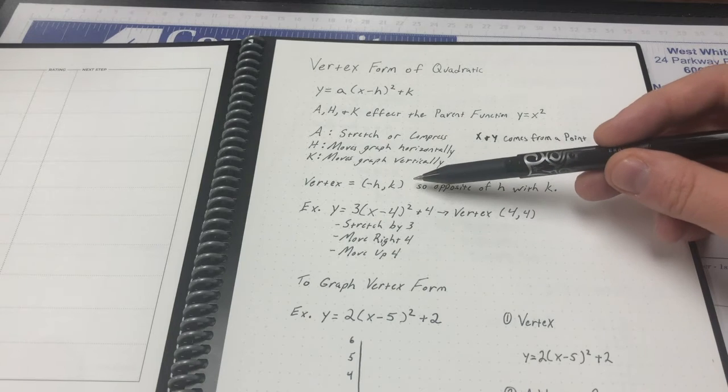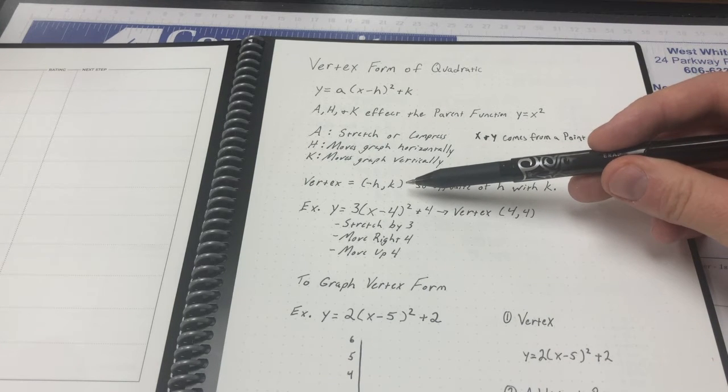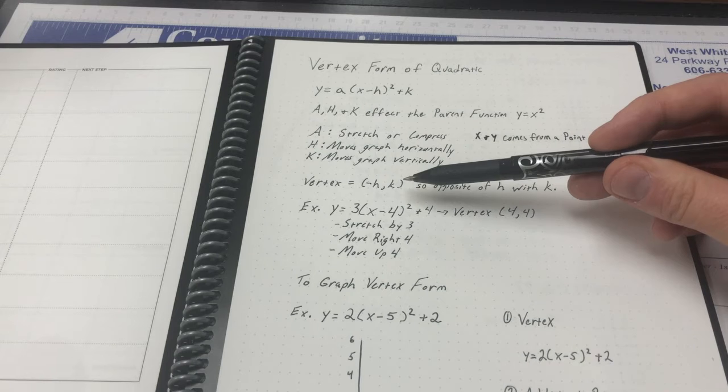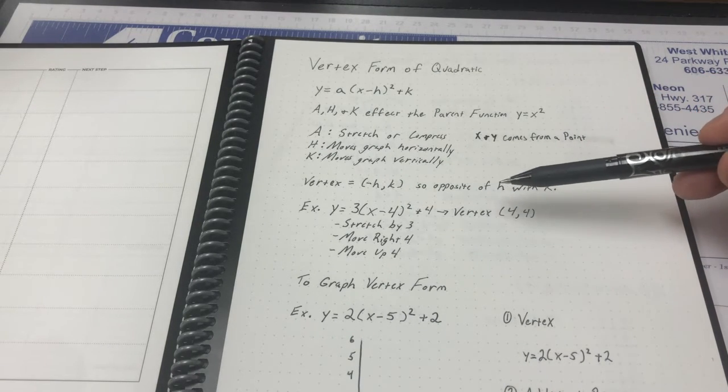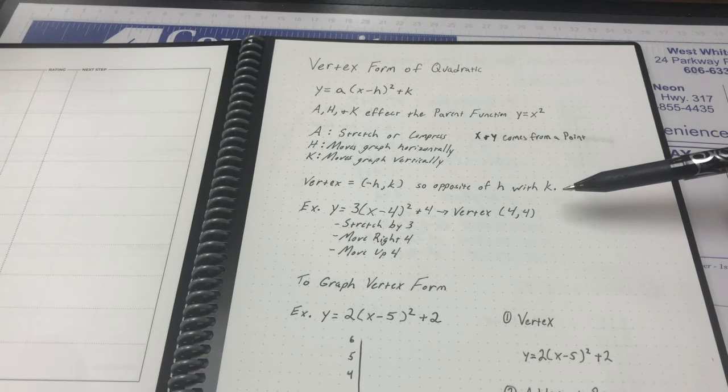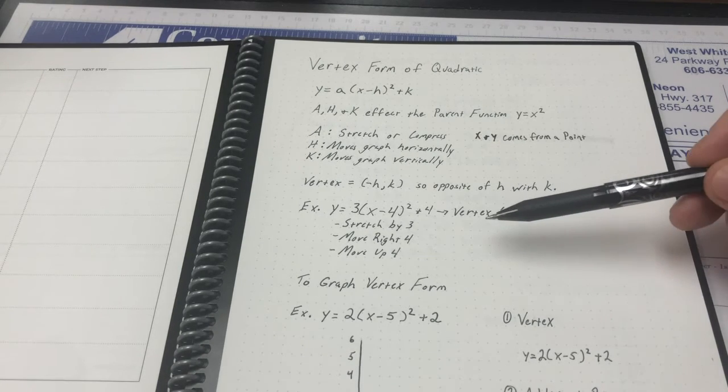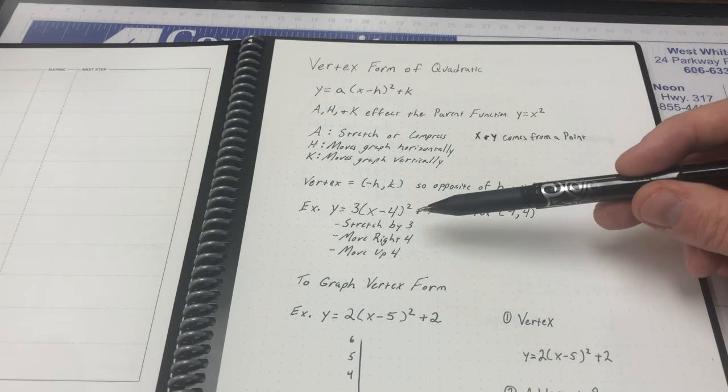If you look, you can find your vertex from the vertex form. Your vertex, you would read that as the opposite of h, comma k. So the h in your equation will become your x value of your vertex. The k will be your y value of the vertex. So it's the opposite of h and just paired with your k. I've got an example kind of already worked out.